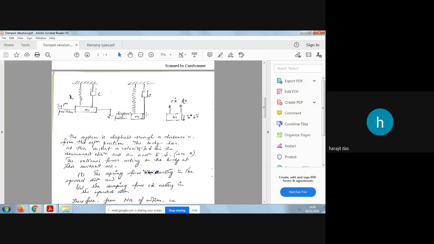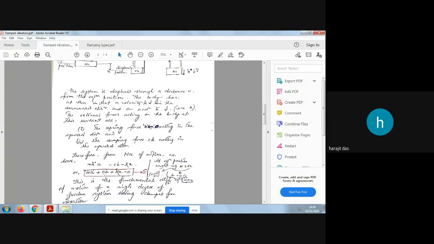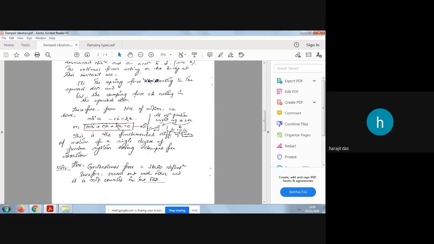So what we got in the final equation of motion, that is mx double dot plus cx dot plus kx equals to 0. So this was the equation of motion for this damped free vibration of single degree freedom system. So till now we have not introduced any external force. That is why it is also a free vibration. It is not necessary that wherever there is a damper, there will be a forced vibration. So this is completely a free vibration analysis.